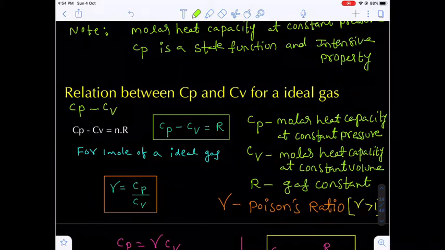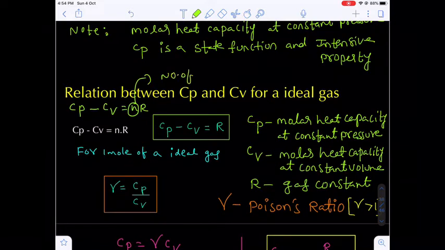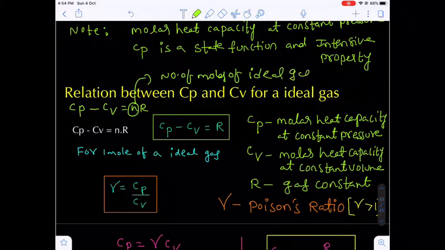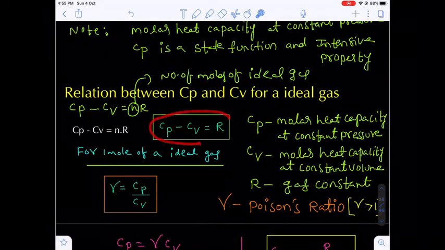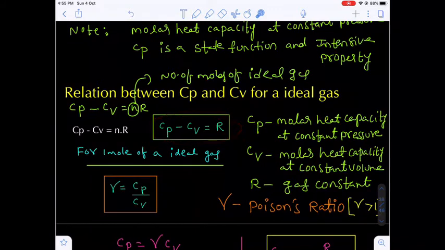The difference between Cp and Cv, that is Cp minus Cv, will be equal to n into R, where n is called the number of moles of ideal gas. What is the n here? Number of moles of ideal gas. Let's suppose I am considering 1 mole of ideal gas. Then I can write Cp minus Cv is equal to 1 into R, that is nothing but R. Cp minus Cv is equal to R.